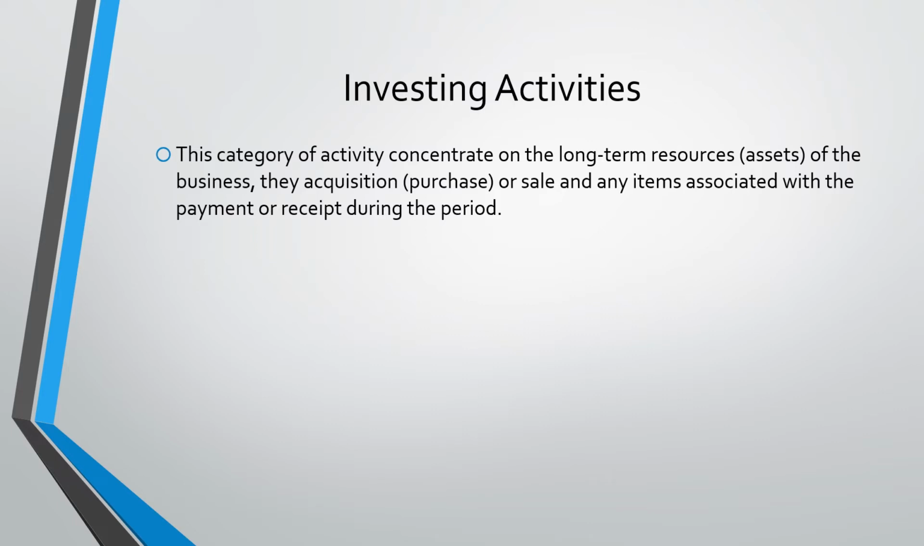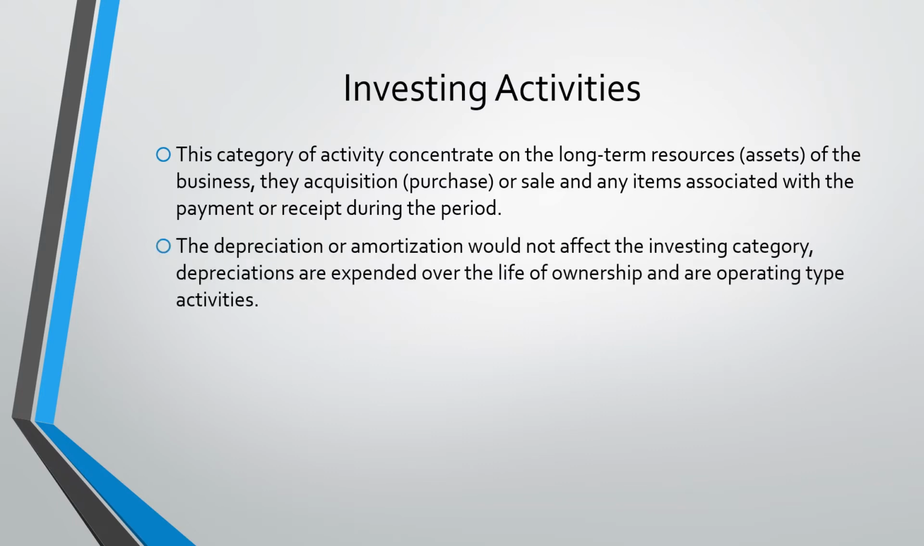For example, you can receive interest on an investment, so that would be categorized under investing activities. Now, depreciation or amortization will not necessarily affect the items that fall under the investing category. Although we depreciate our non-current assets, the purchase and sale of non-current assets are usually found under investing activities.